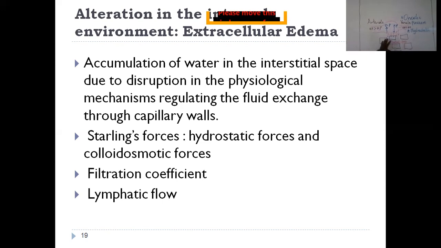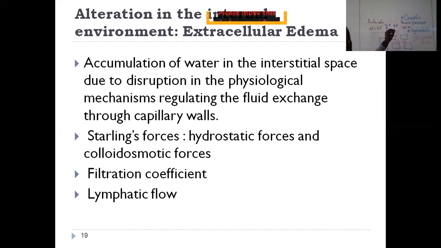And so after bathing here, the blood returns towards this side. It basically returns back to the venules and to the major veins, and then back to the heart. And the rest of the fluid that is not taken by the venule is usually taken back by vessels which we refer to as the lymphatic vessels. This is what happens in the normal situation.